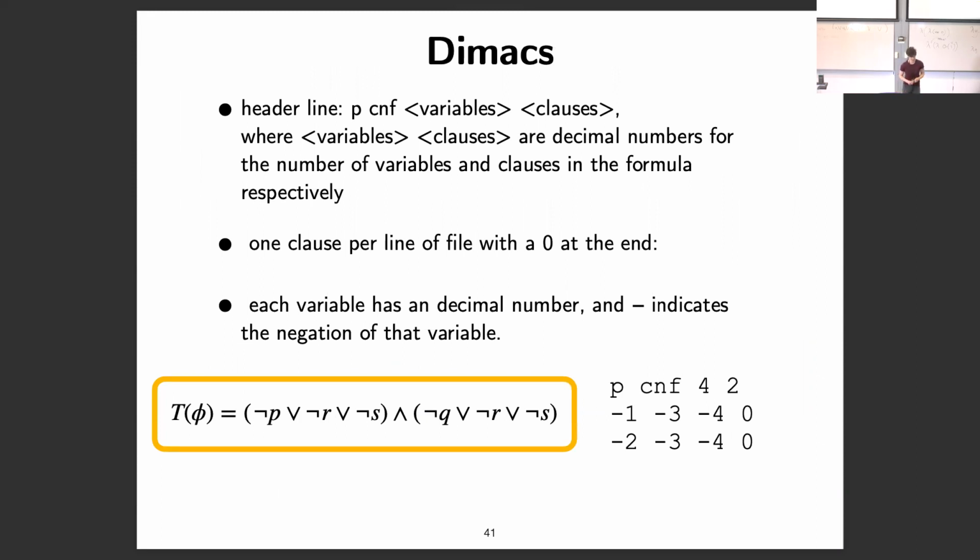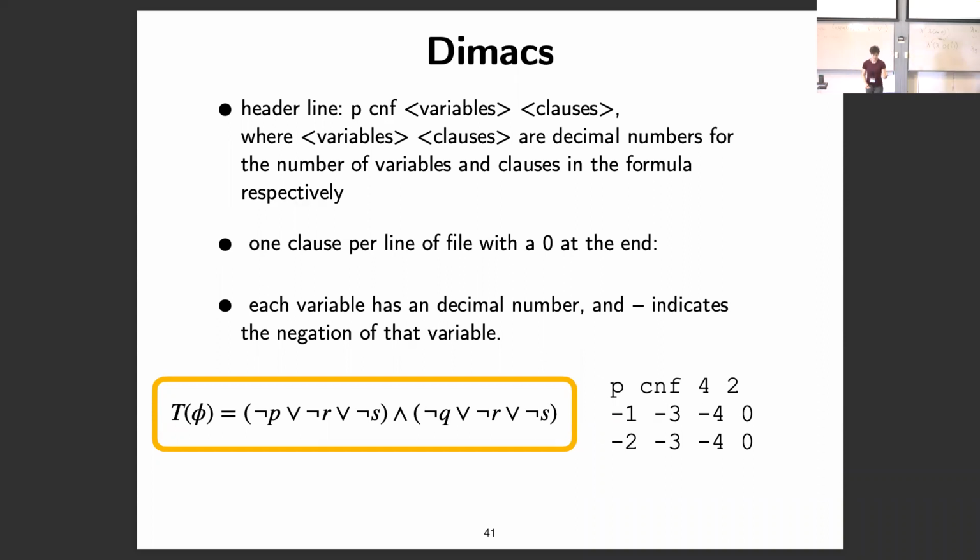Once we've got a formula in CNF, we're going to write it in DIMACS. This is just a format that all SAT solvers take in. So if you have a CNF formula, you want to write a file which initially says p cnf, number of variables, number of clauses. So here I have four variables, P, Q, R, and S, and I have two clauses. And then each clause goes on a line, and there's a zero that says that was the end of the clause. And if your variable is negated, then you put a minus before it. And if it's not negated, you don't put a minus before it.